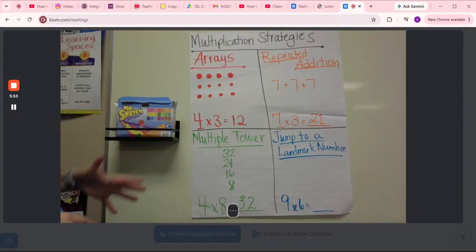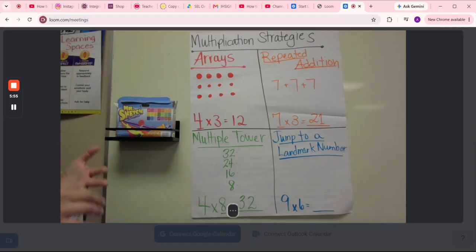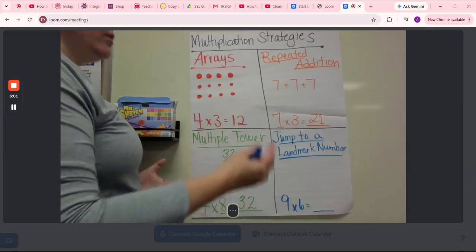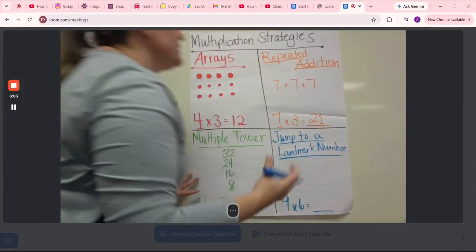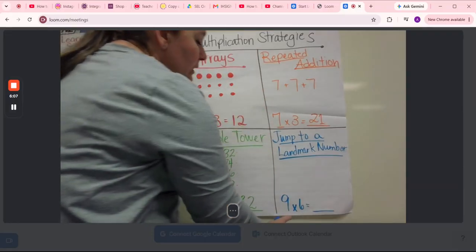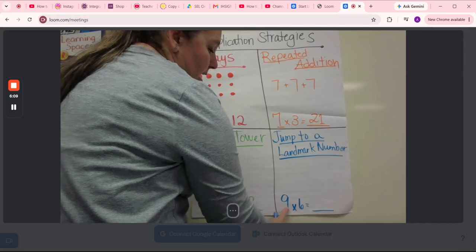I don't usually encourage tricks like that because they aren't based in number and they get confident with them, but they don't know how they work. So absolutely you can use them for efficiency, but I still teach them to use these strategies. So a landmark number, I always look at these.